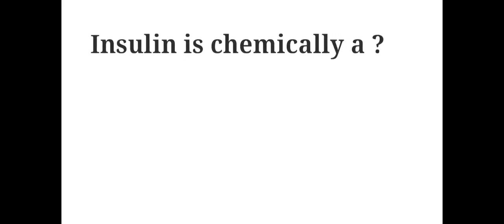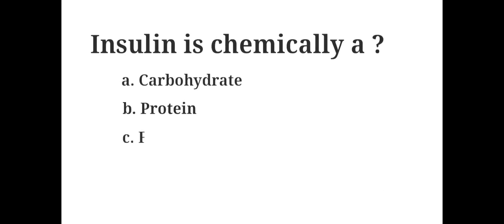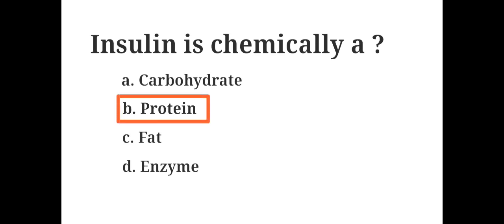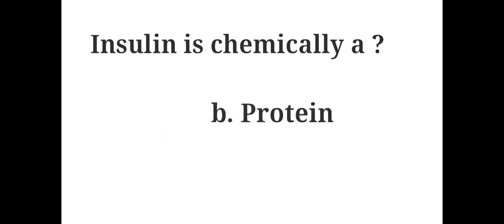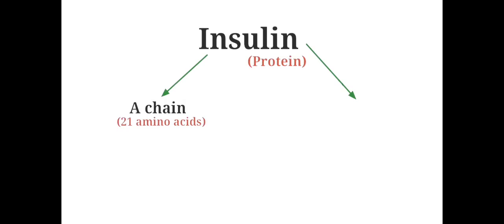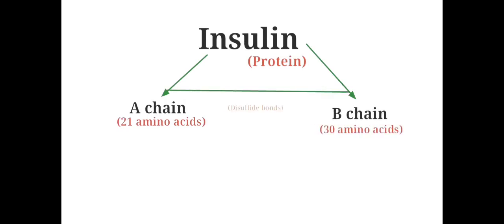Insulin is chemically A. Carbohydrate, B. Protein, C. Fat, D. Enzyme. And the answer is B. Protein. Insulin is chemically a protein. Insulin is a protein composed of two chains, an A chain with 21 amino acids and a B chain composed of 30 amino acids, which are linked together by sulfur atoms.